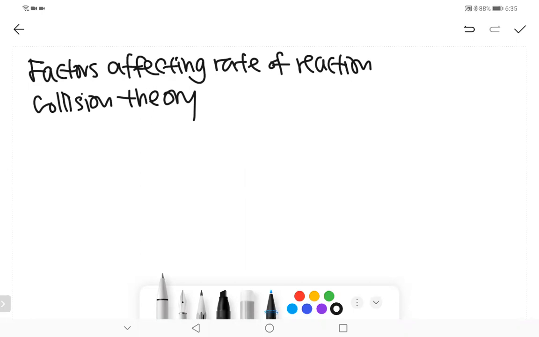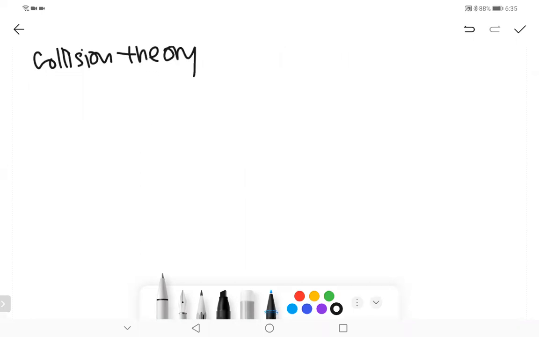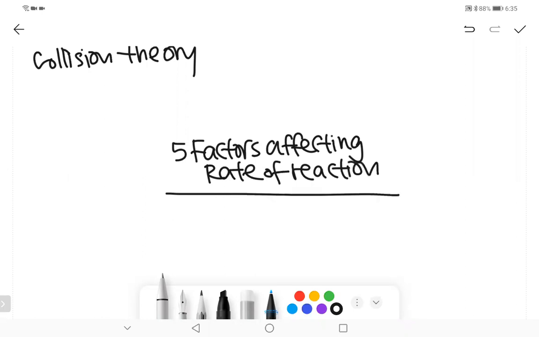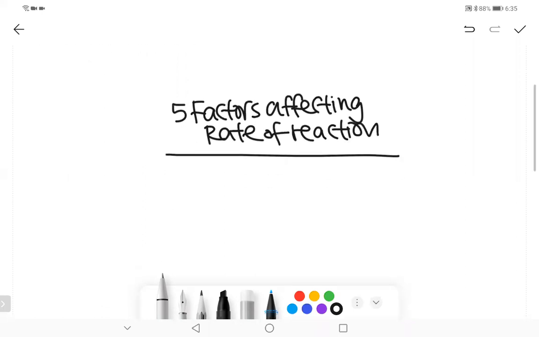All right, so let's start with this. When we come to the factors, there are a total of 5 factors which affect the rate of reaction. That is to say, if you want to make your reaction become faster or slower, there are 5 things you can play around with.